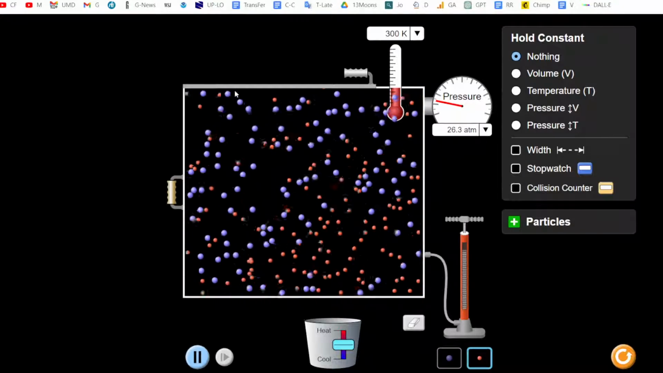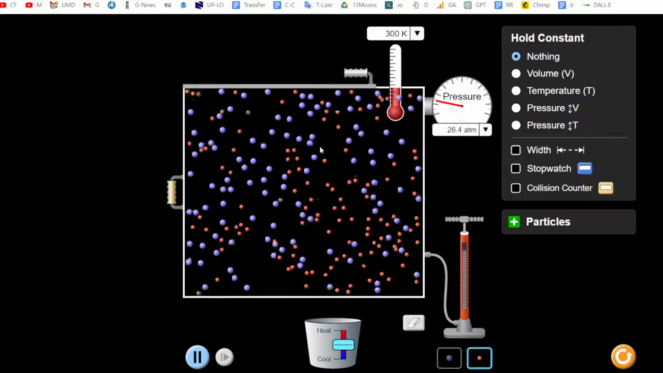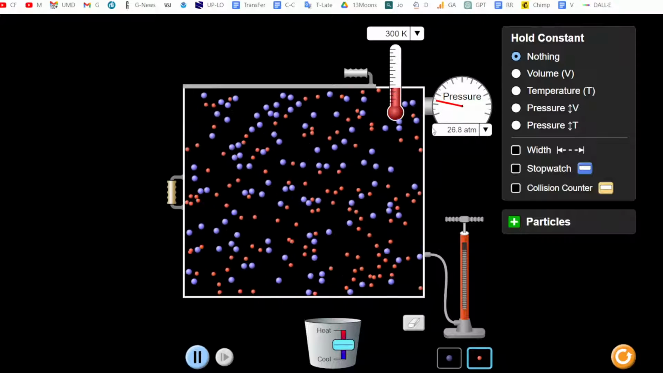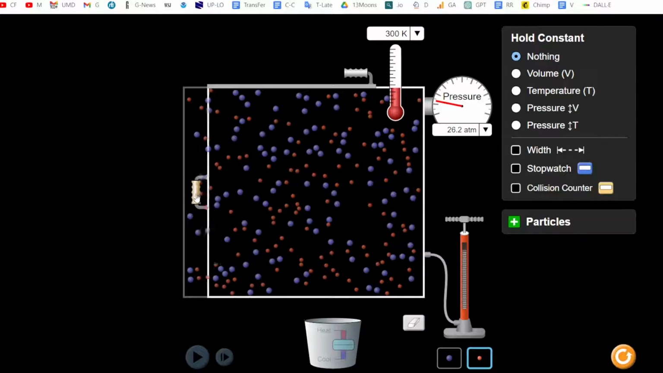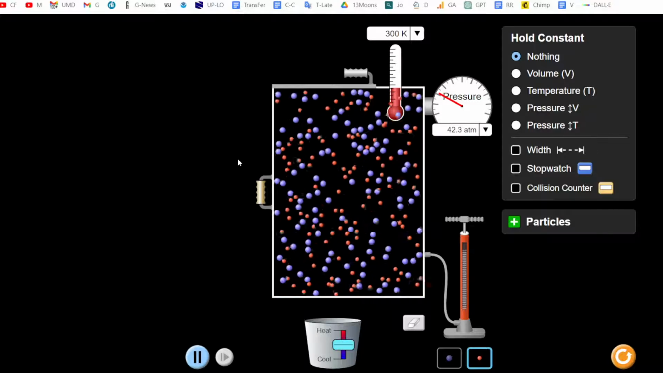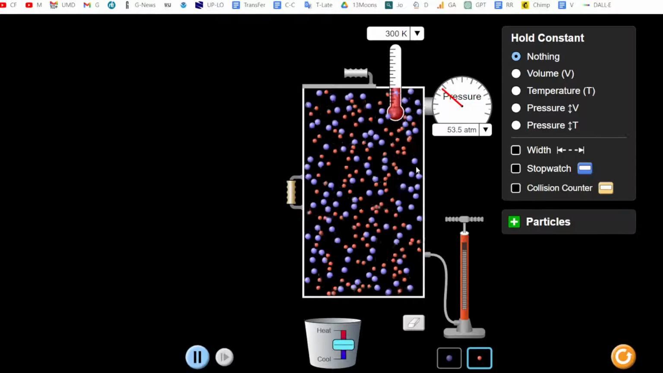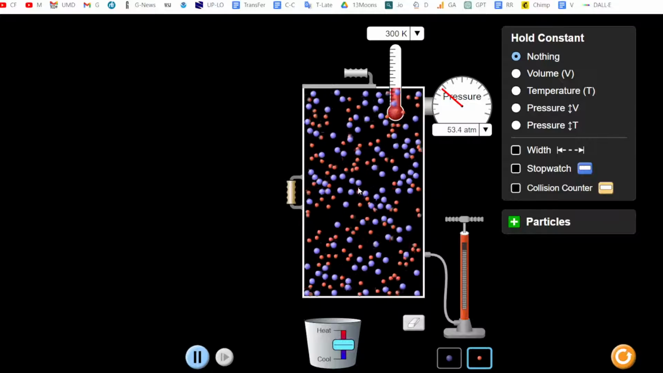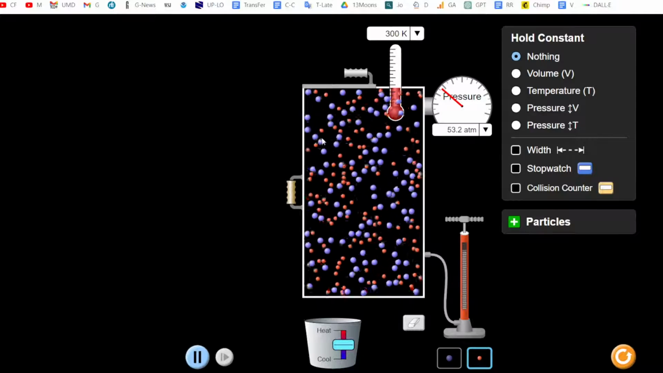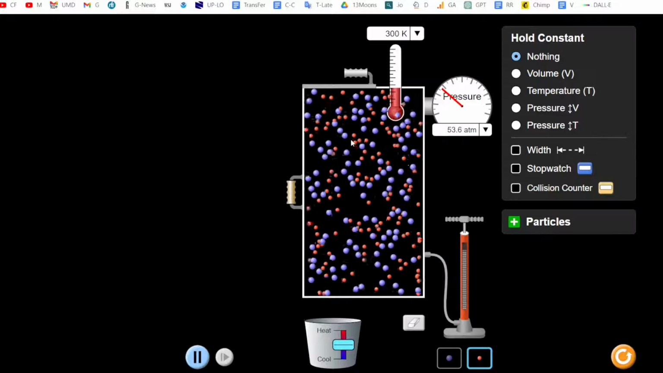And if we make this smaller, like when I squeeze the bottle, watch over here what happens to the pressure. So I'm going to decrease the volume. See how the pressure is going up? It's at 42. Let's decrease it some more, up to 53. And you see that there are more collisions with the side. The more collisions, the greater the pressure.